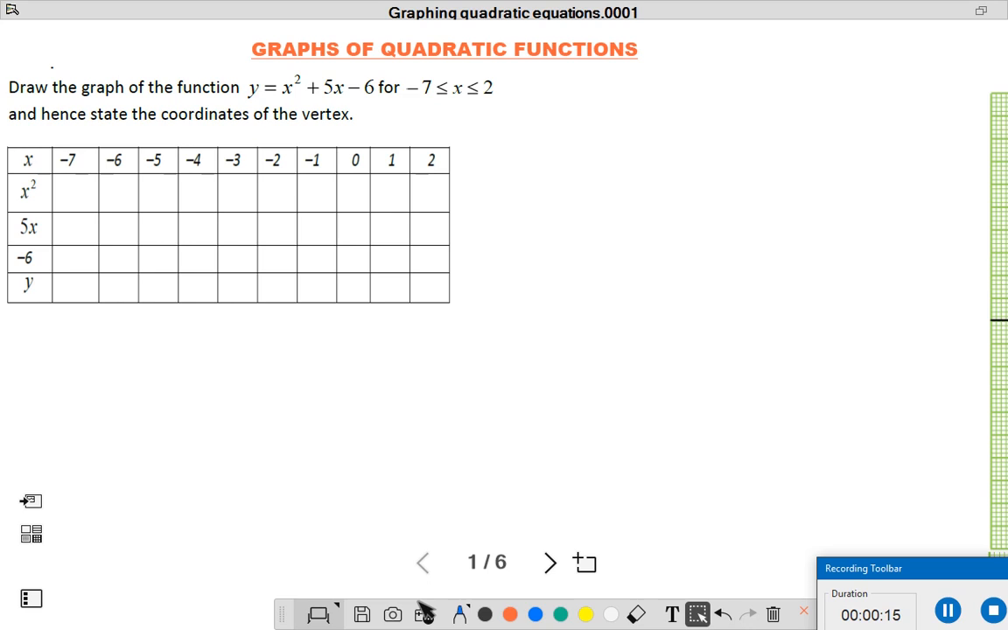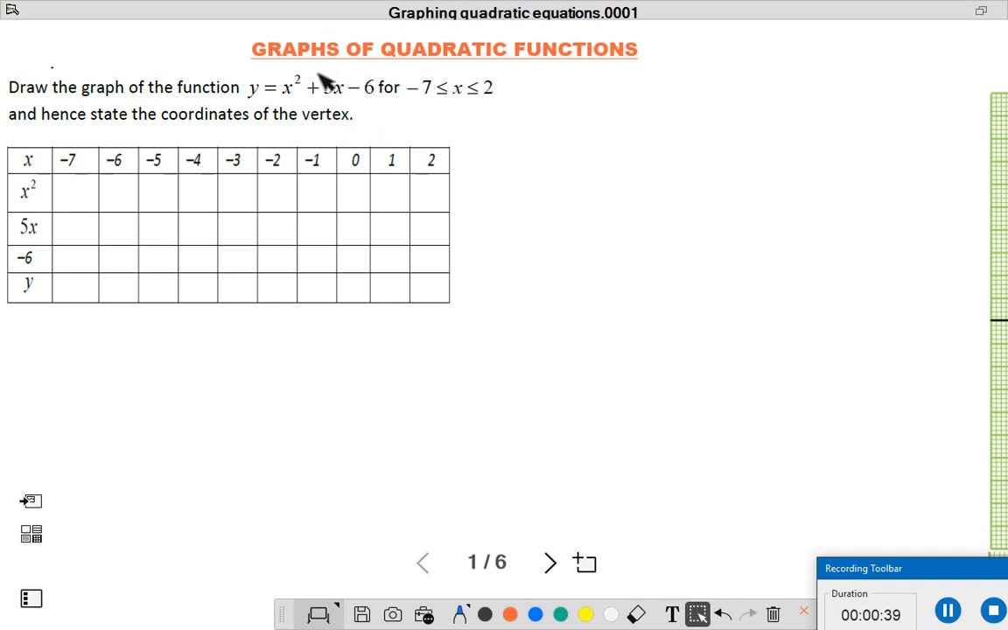So we are going to start with this example here, where we are told to draw a graph of a function y equal to x squared plus 5x minus 6 for x greater or equal to negative 7 but less or equal to 2. We must state the coordinates of the vertex.